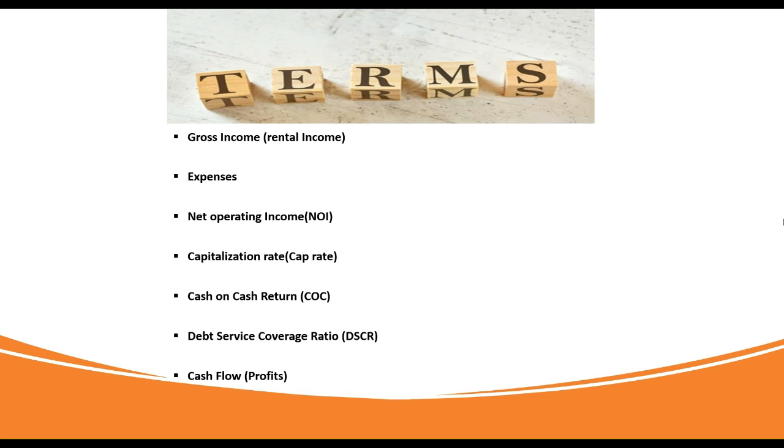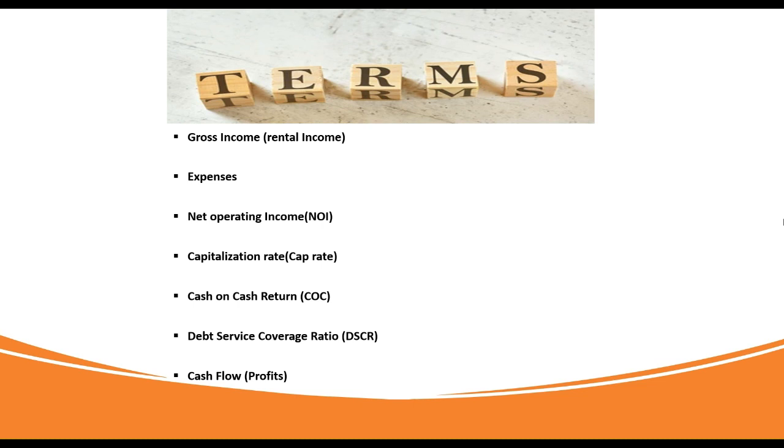The lower the cap rate, the less risk we are taking buying the property, but the higher the price for the property. Okay, so cash on cash return, COC, is an indication of how fast we are getting our money back. The debt service coverage ratio, also known as the DSCR, is an indicator for the lender. That's how they qualify the property.